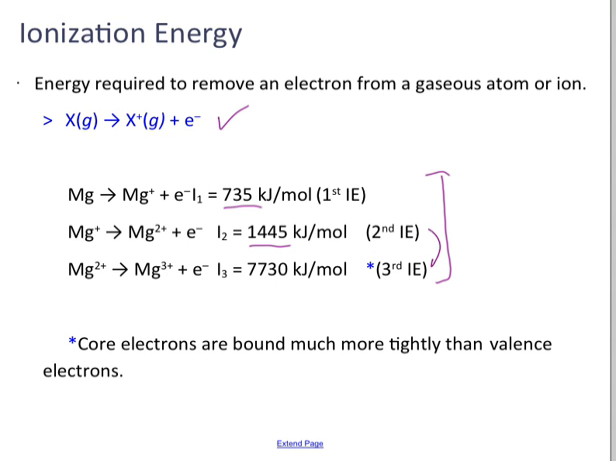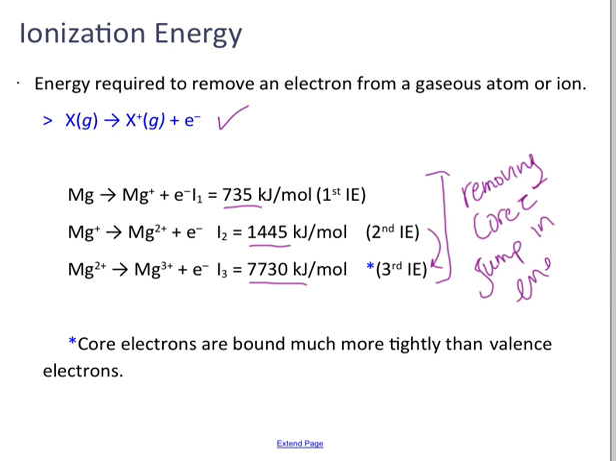But look at from here to here what happened. See that huge jump in energy? Why is it so much harder to remove magnesium's third electron? Look at the periodic table. It's a core electron. Removing core electrons is really, really hard. Removing core electrons, you see a jump in energy.